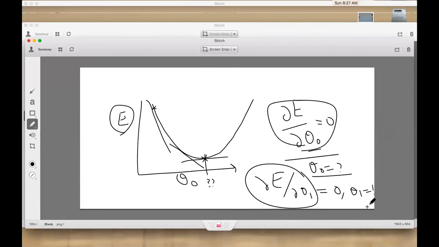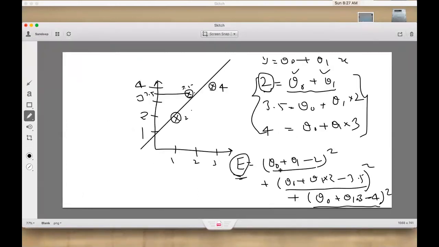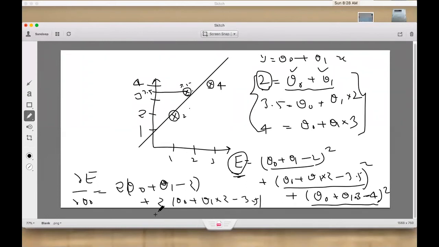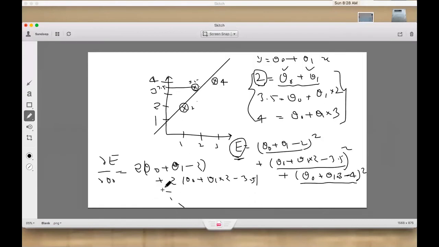All right. So if we go back here, when we differentiate this with theta naught, what will happen is we'll get, anybody can help me, twice of theta naught plus theta 1 minus 2. This is theta 1. My handwriting is really poor. And plus twice of theta naught plus theta 1 into 2 minus 3.5. Then plus twice of theta naught plus theta 1 into 3 minus 4. Correct?